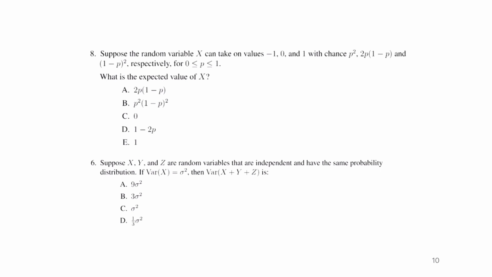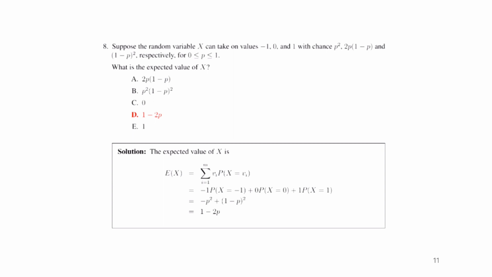So for the first one, 8, we're asking what's the expected value of x, and we're given some values and some chances. We can use the definition of expectation, which is the sum over all possible values of x times the probability that it takes on that value. So here we have 3 values: -1, 0, and 1.